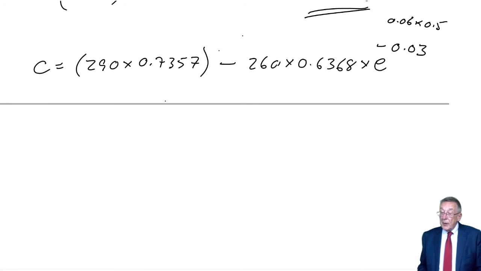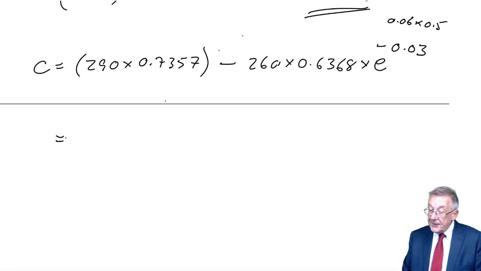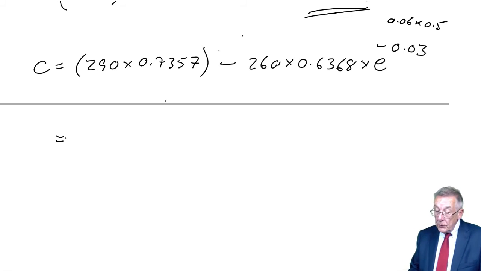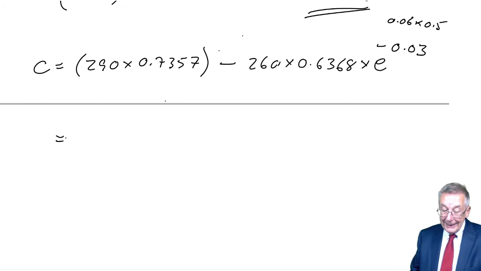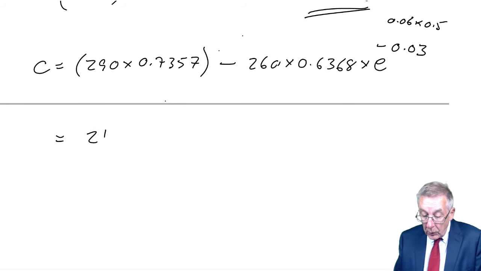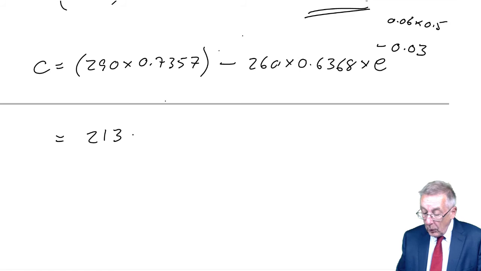So, now off we go. First bit's easy. 290 times 0.7357 is 213.35.